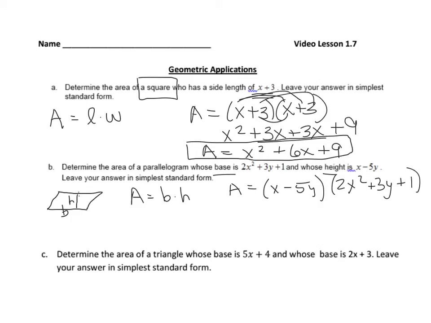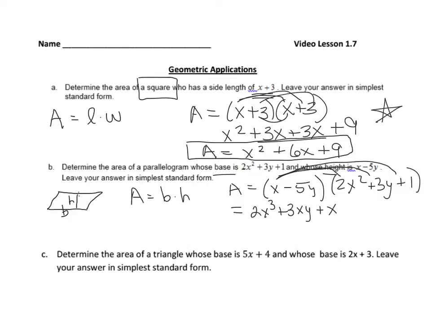Now this is a binomial times a trinomial, so it's going to take a little bit more work, but we're going to solve it the same way we did this one, only we're going to triple distribute. X times 2x squared gives me 2x to the third. X times 3y gives me positive 3xy. X times 1 gives me x.